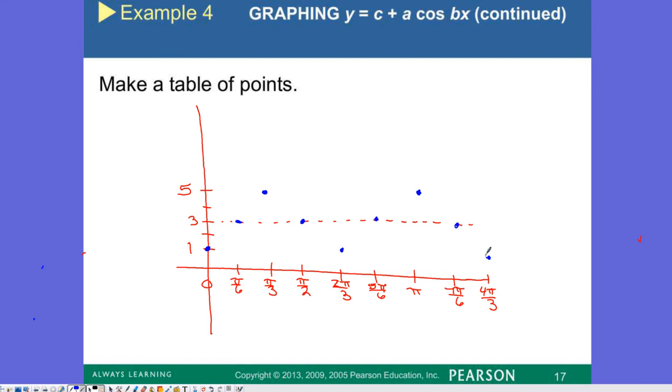So let's look. Right here, I'm going to go ahead and trace it out. If you notice, the wave is wrapping around the 3. The 3 is my vertical shift. So it wraps around, kind of like it used to wrap around the x-axis, but now it's wrapping around the 3. So we moved the whole thing up. We shifted the whole thing up.